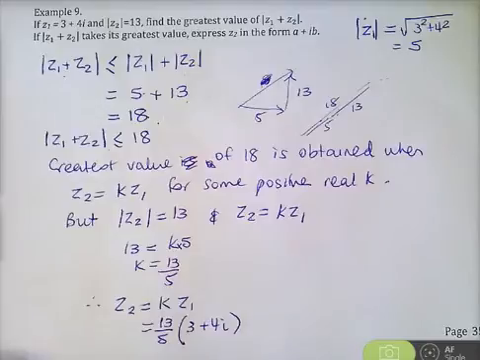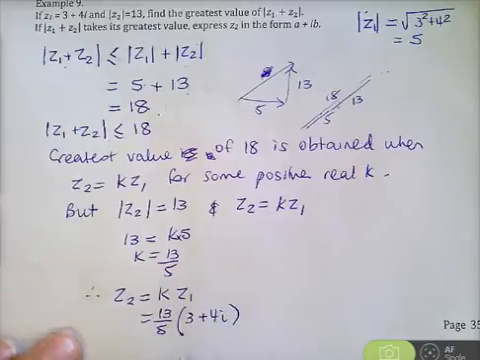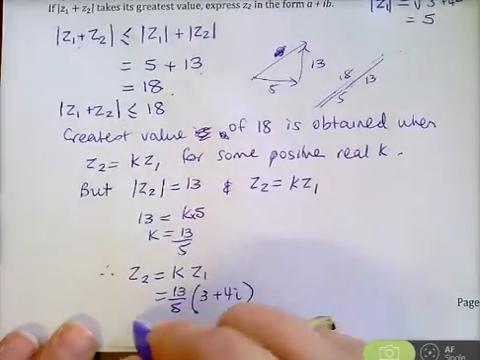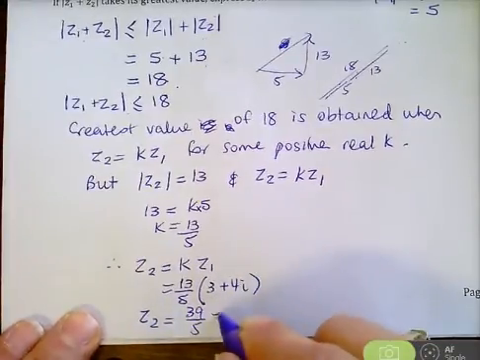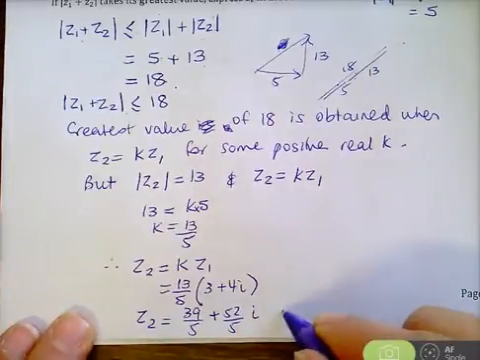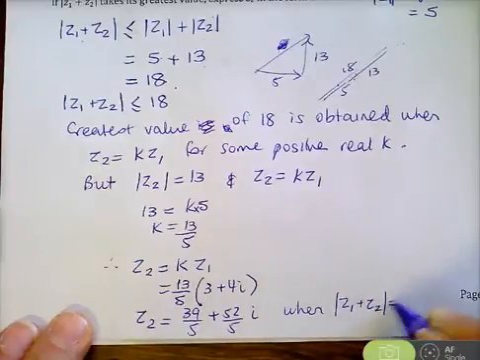So that's why it's not Z1 equals constant times Z2. We know Z2 is longer. So we know Z2 is a constant times Z1. The constant's 13 over 5, times Z1, which is 3 plus 4i. Therefore, Z2, if you just multiply, you get 39 over 5 plus 52 over 5i. And that will occur when modulus of Z1 plus Z2 equals 18.